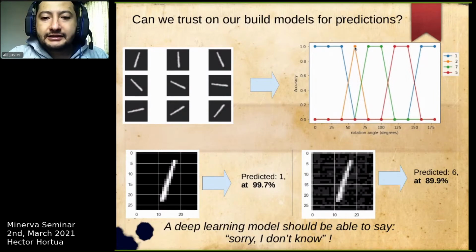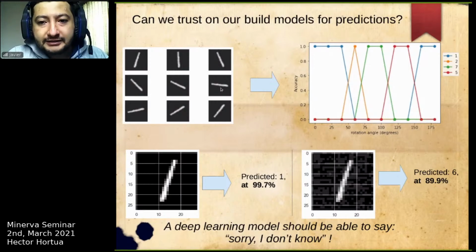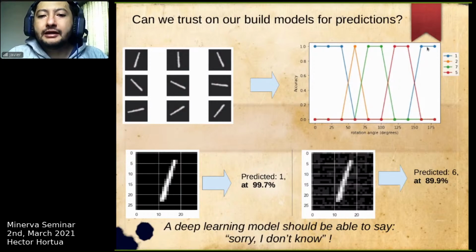So here we see that the machine predicts the wrong value for this image, but it is sure that this is the value. And after, we can observe that for 80 degrees the prediction is the number 7, and after 150 it is the number 5, and only for angles larger than 160 do we again recover that this is the number 1.